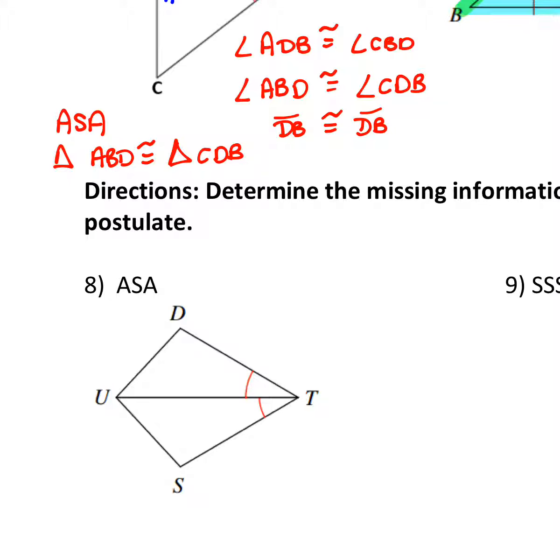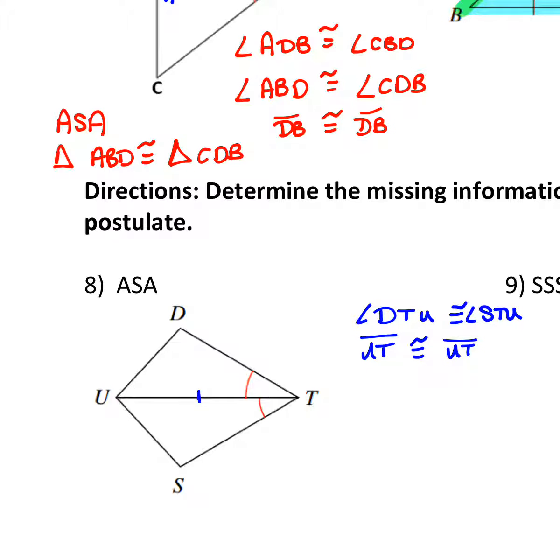So they've given us our two pieces. We know angle DTU is congruent to angle STU. That's one thing we know. They've also stuck a shared side in there. So we also know that UT is congruent to UT based on the reflexive property.